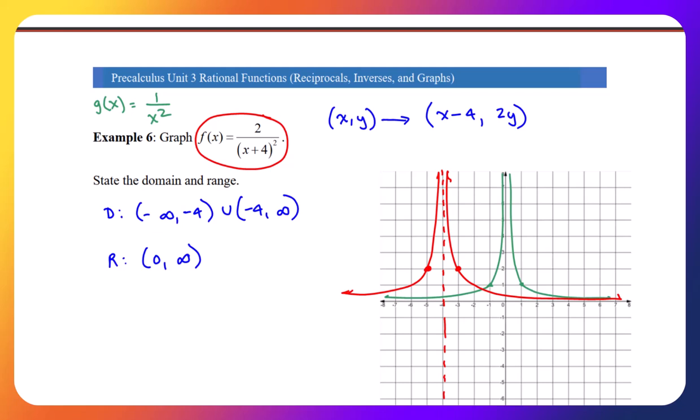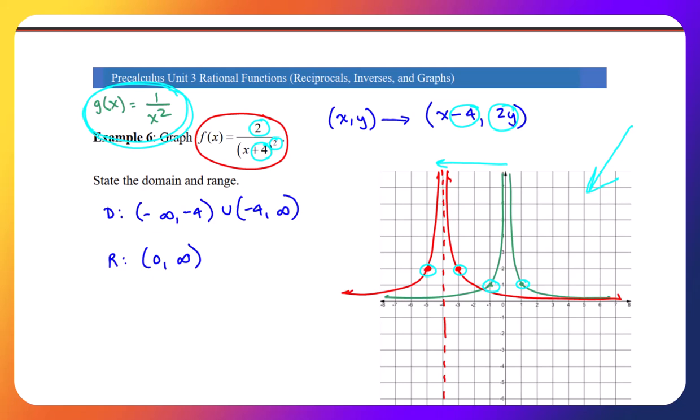For example 6, I see the squared here. So here's my starting function in green. The 2 stretches the y value of the graph, and the +4 moves the graph to the left 4. So the vertical asymptote moves to the left 4, and this point 1, 1 now has a y value of 2. This point of -1, 1 has a y value also of 2.